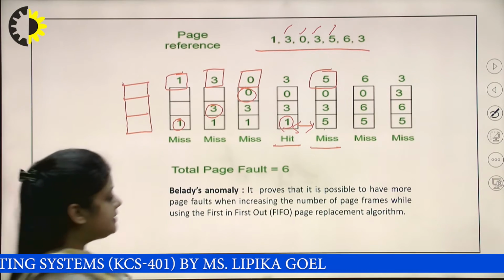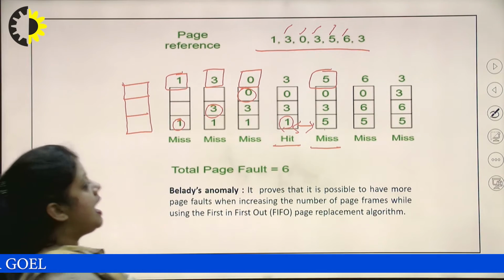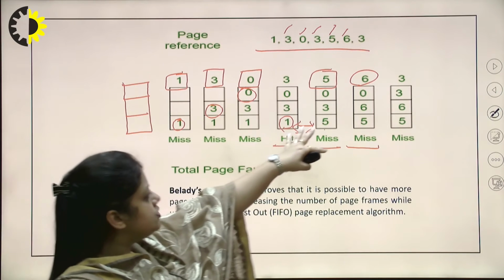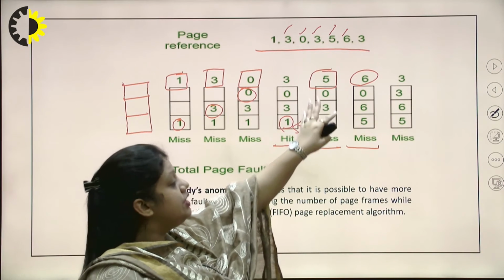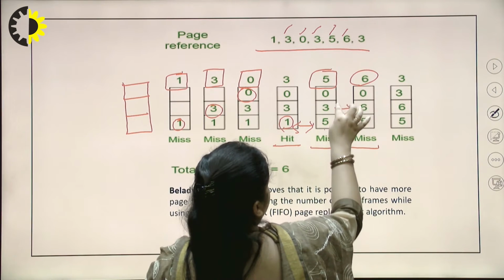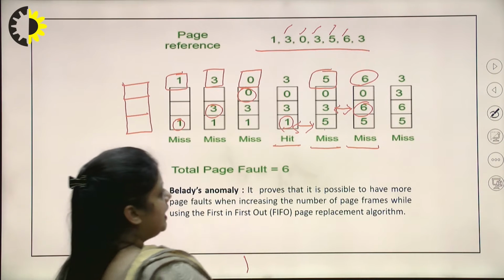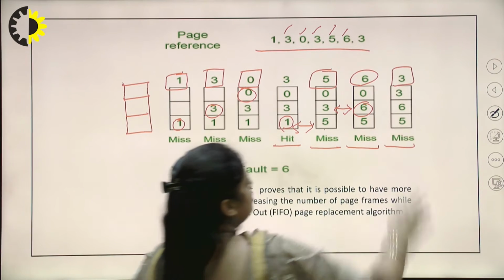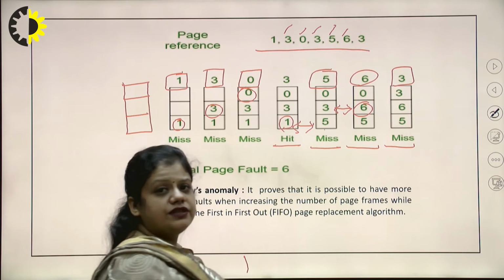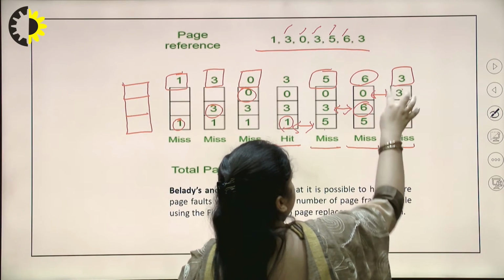The next one is 6. Again 6 is not present in the queue. Again there is a miss, and now which page has to be replaced? 5 entered just now. Out of 3 and 0, 3 was the one which entered before. So, 3 will be replaced with 6. Next, proceeding further is 3. Again for this 3 there is a miss because there is no page of 3 available. So, out of these 5, 6 and 0, 0 is the one which entered first. So, 0 will be replaced by 3.